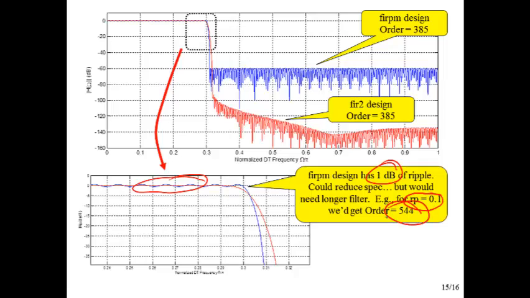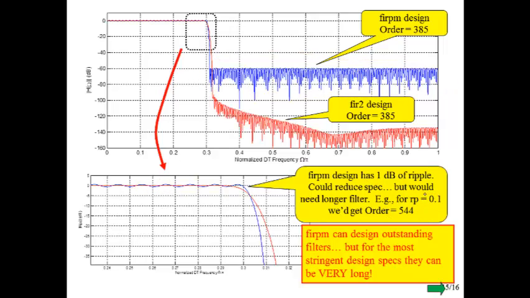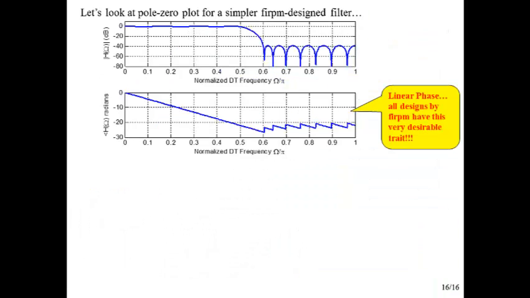Now, I could make that even more stringent and go to 0.1 dB, but now I need an even longer filter. So all this filter design stuff, it's really trading off how much horsepower you can afford in your actual application and what your requirements are. Do you really need 60 dB of attenuation? Maybe you don't. So there's a lot of things that you can do, but FIRPM is a very powerful design tool, and it helps you design some really awesome FIR filters.